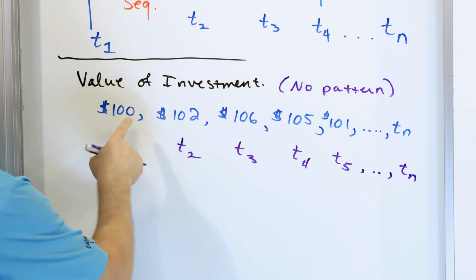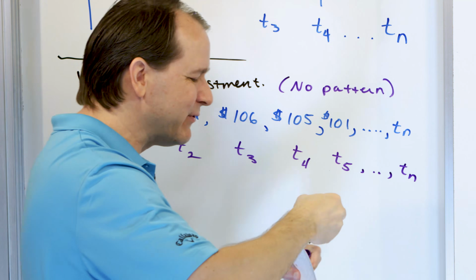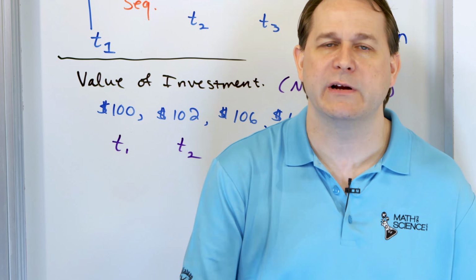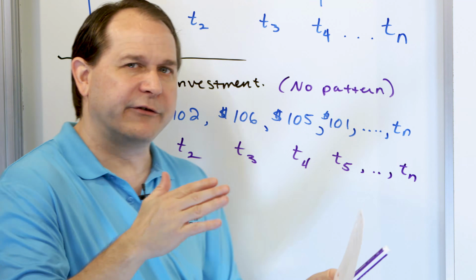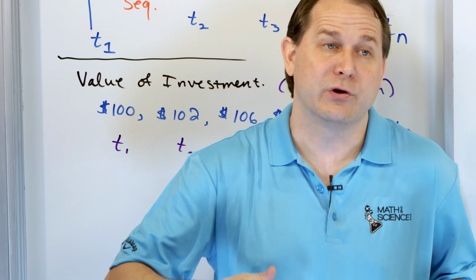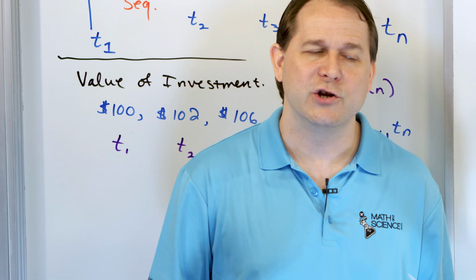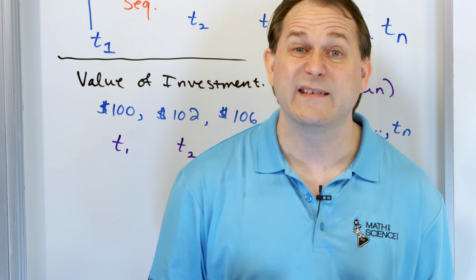To figure out a pattern, you're looking at the numbers and you're just trying to figure out some rule to allow you to predict ahead of time what the numbers are going to be. But these are random all over the place. I mean, yeah, they're all around $100, but they're some up, some down, and you can't predict ahead of time what it's going to do. If you could predict the stock market, you would be rich. Nobody can do that. So let's talk about something that actually does have a pattern.